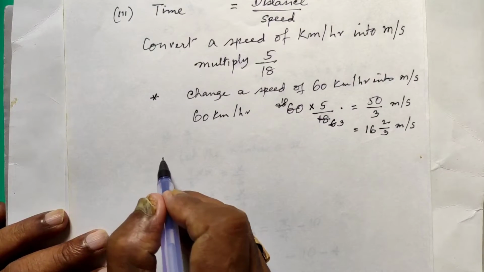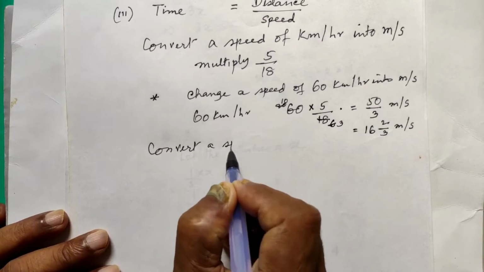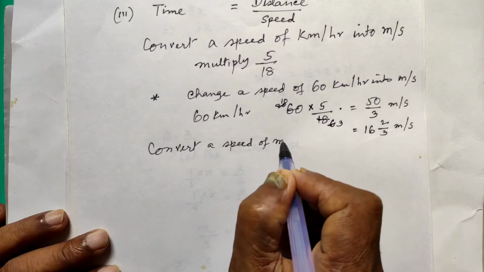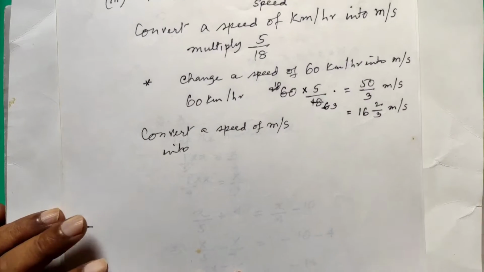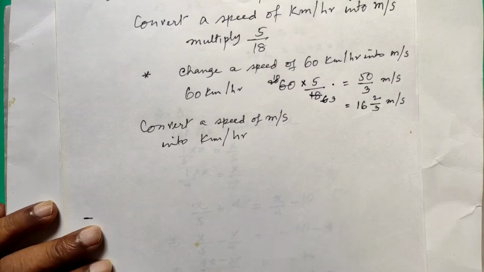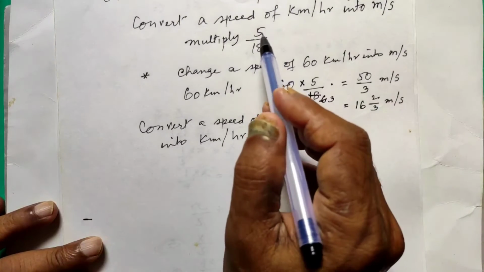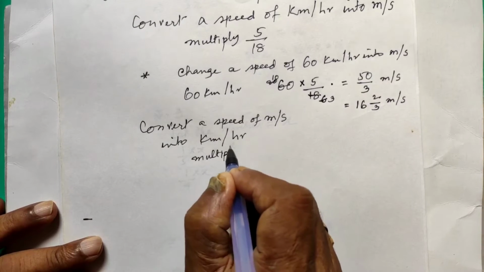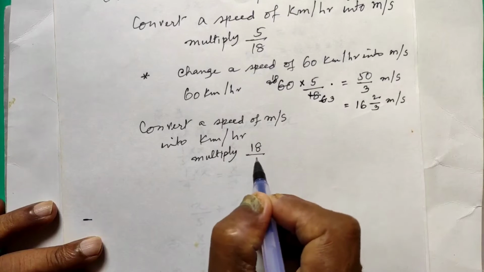Then again, when we convert a speed of meter per second into kilometer per hour, what will you do? We will do the reverse thing. We have multiplied here by 5/18, so the reverse thing means 18/5.